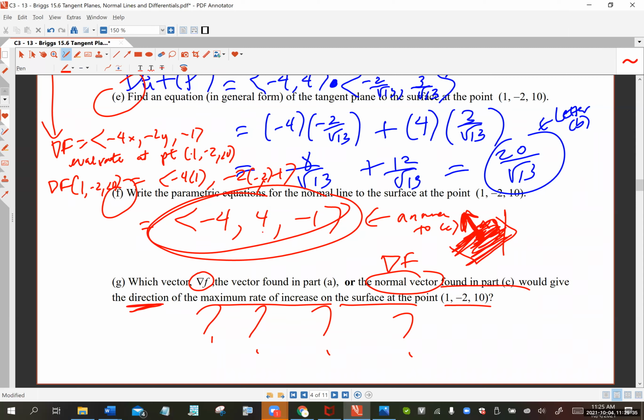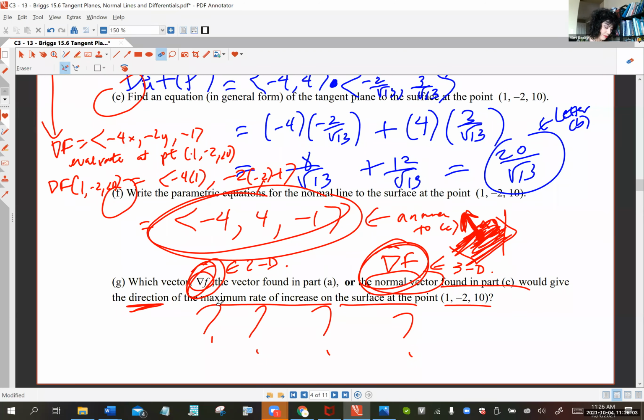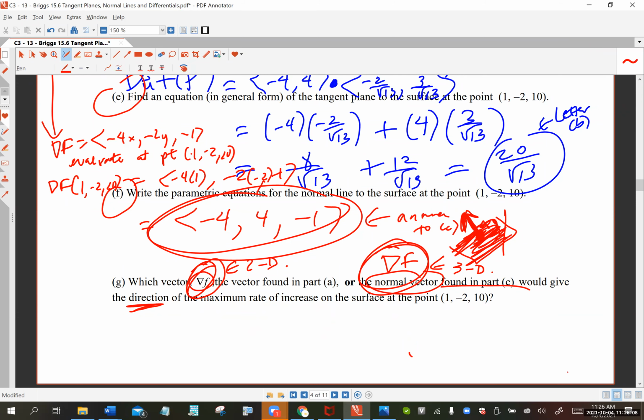The gradient. Well, both of these are gradients. One of them is the gradient of little f, that's a 2D vector. And the other one is the gradient of big F, and that's a 3D gradient. Well, the 3D gradient is punching out of the surface. It's a normal vector to the surface.